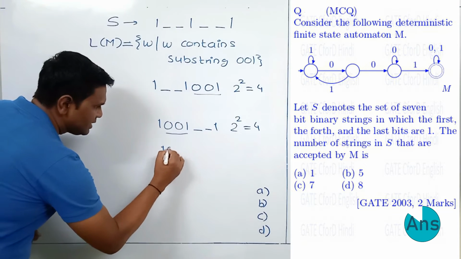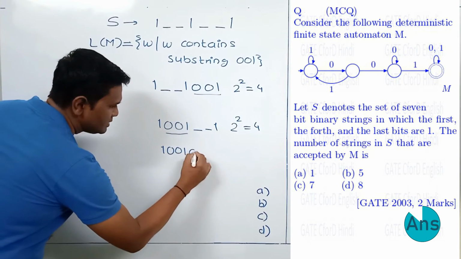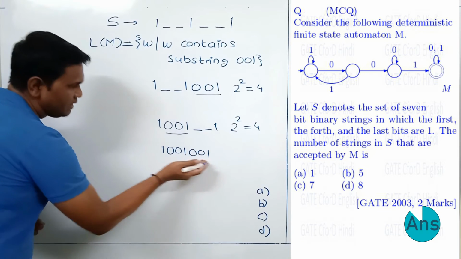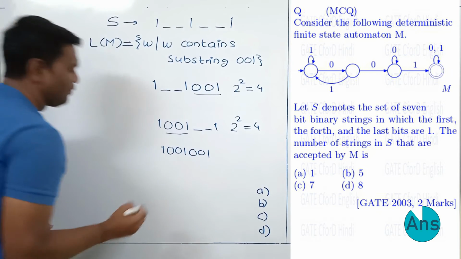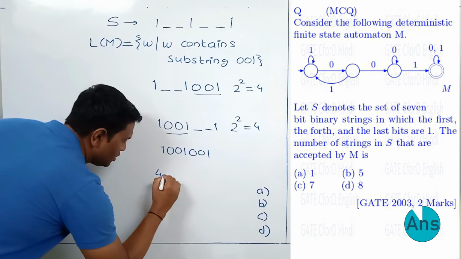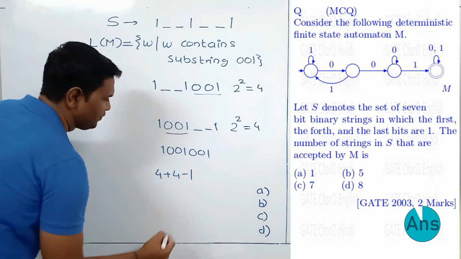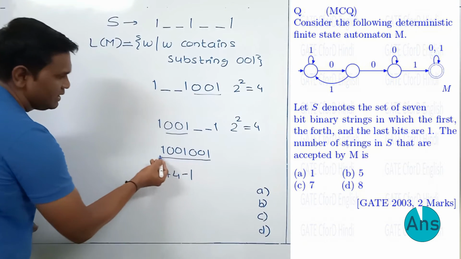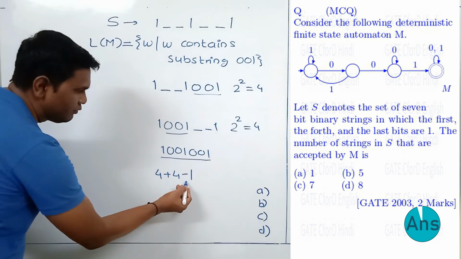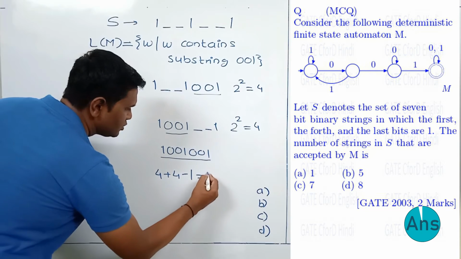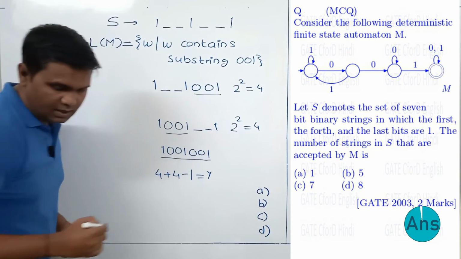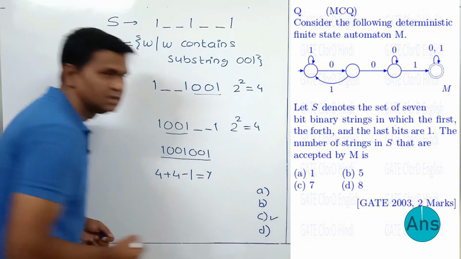But if we consider the string 1001001, this string follows both the formats. So the total number of strings will be 4 plus 4 minus 1. This string is considered twice, so we have to subtract 1. So this is 7. The correct option is option C.